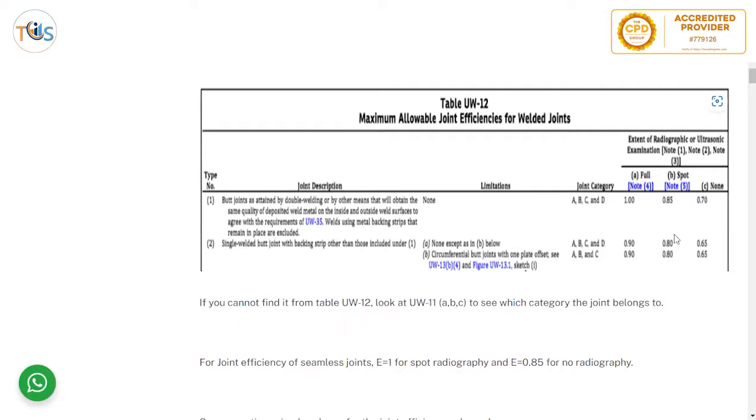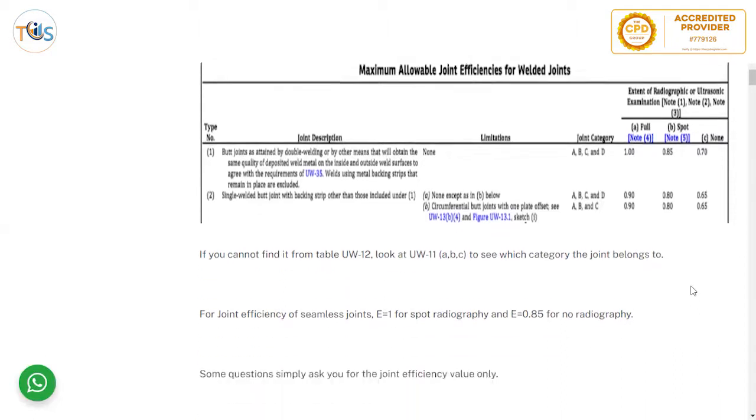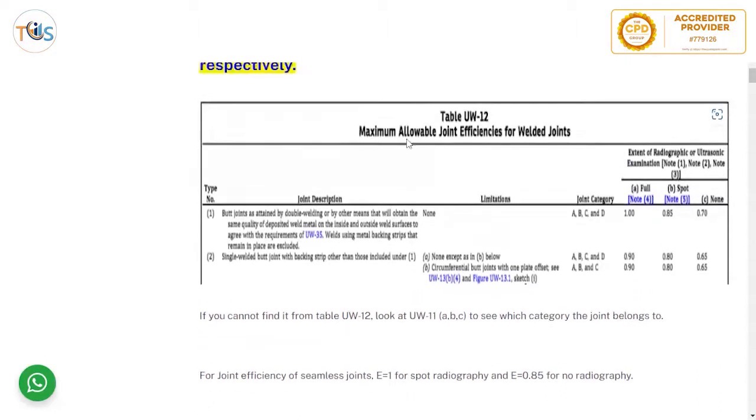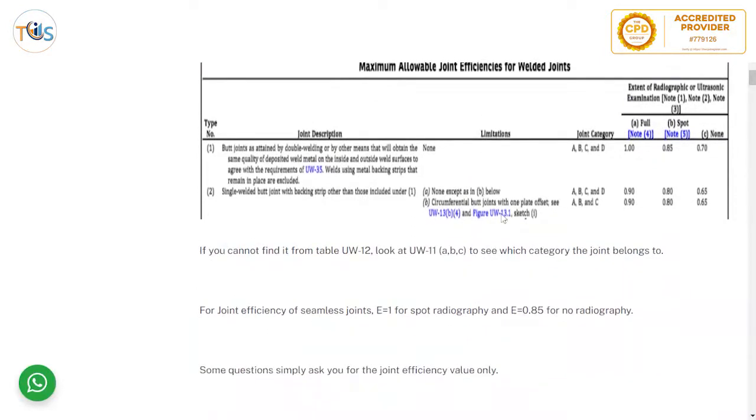For spot it is 0.8 compared to 0.85 on a double, and 0.65 compared to 0.7. So make sure you know where you find this table, UW12. Start frequenting this table, so in the exam it will be easier for you to find it when solving the question.